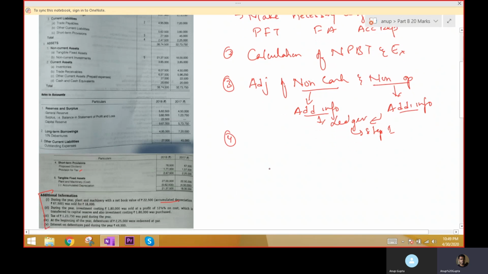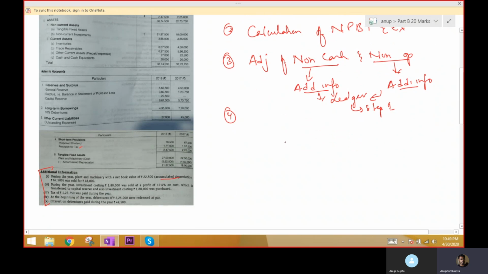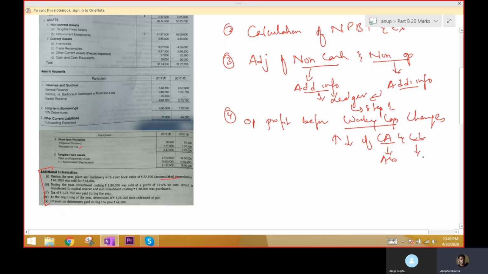After doing step 3, go to step 4. After an adjustment of non-cash and non-operating activity, what do you get? You get operating profit before working capital changes, which means the increase or decrease of current assets and current liabilities. So where will you find current assets and current liabilities? Current assets you will find on the asset side and current liabilities on the liability side. Clear? And the adjustment of these two was taught in a separate video.